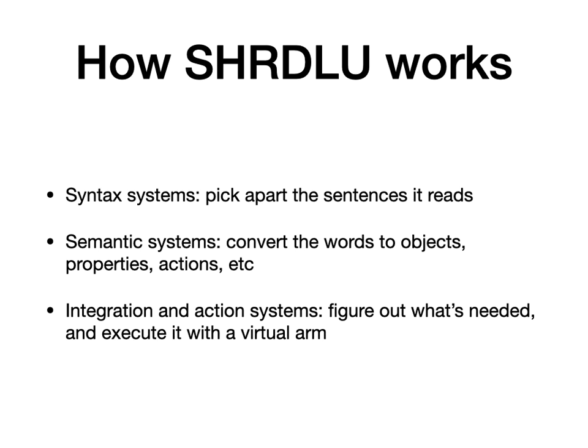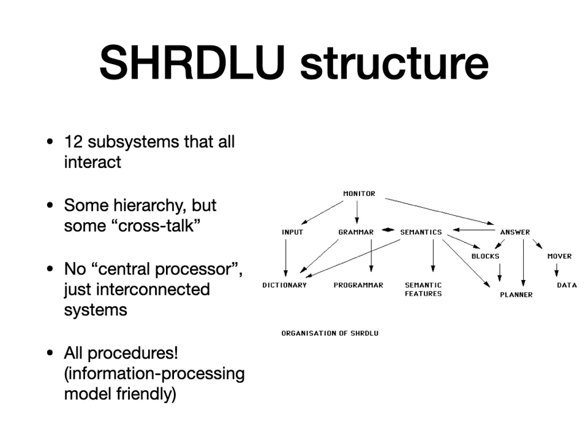So SHRDLU has these kinds of systems, and it has 12 altogether. And there's a little bit of hierarchy. There's some top level systems that sort of strictly dictate what other systems handle, but mostly there's a lot of crosstalk between systems, and we'll talk about why that's so key soon. There's no central processor. There's no one thing in charge of the way all this information is going to flow through SHRDLU, because that wouldn't even really make sense.